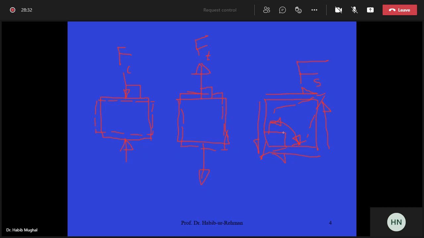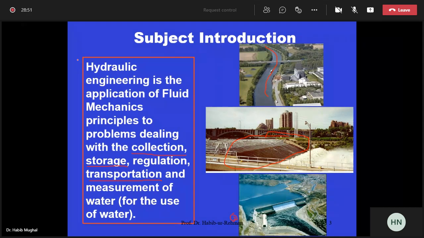That's why in case of Newton's equation of viscosity, we say that tau equals mu times du over dy. And what is du over dy? That is the velocity gradient. All right. Now we'll go back to the definition. Now I think we are very clear with fluid mechanics and the fluids.